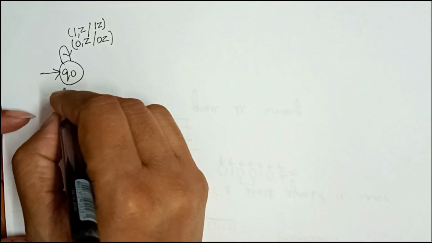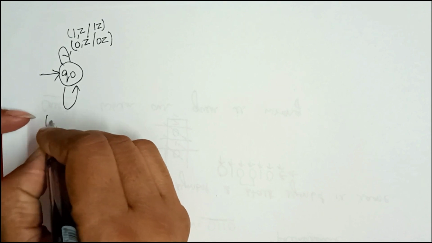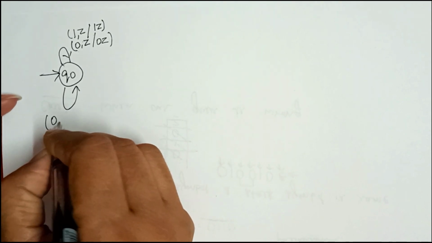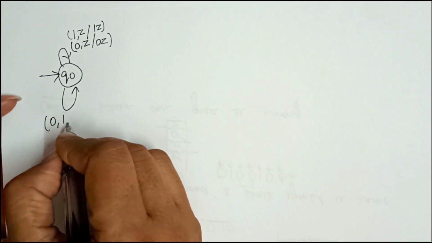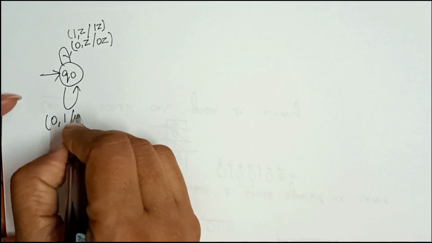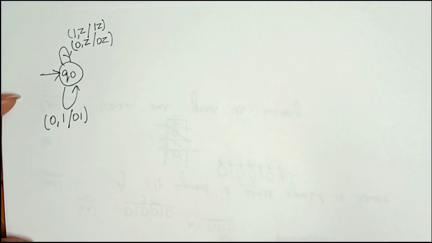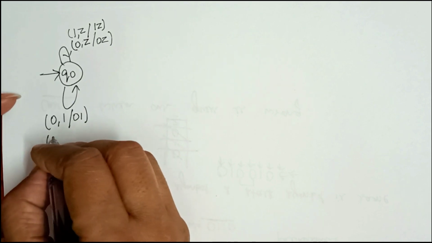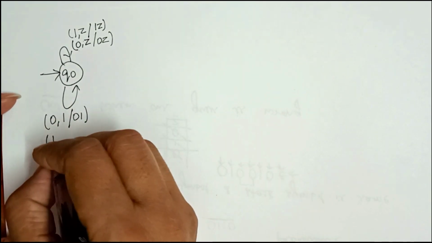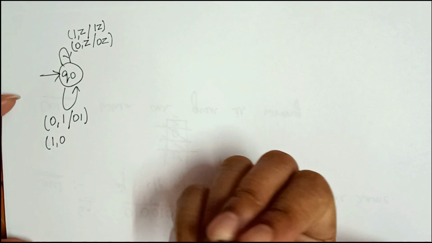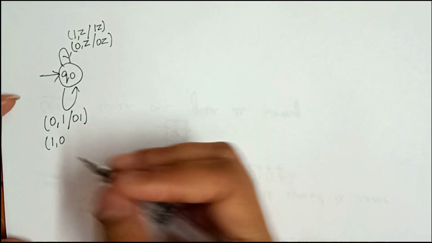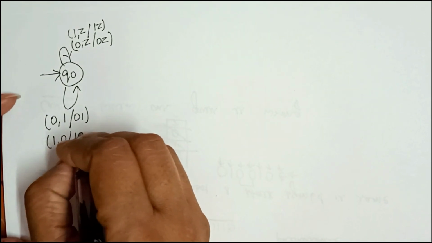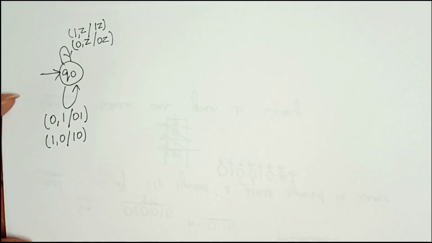Or if the input symbol is 0 and the top of the stack is 1, we push this 0 onto the stack, so we will make it 0 1. Or if the input symbol is 1 and the top of the stack is 0, again the input symbol and the top of the stack are not the same, so we push this 1 onto the stack and make it 1 0.